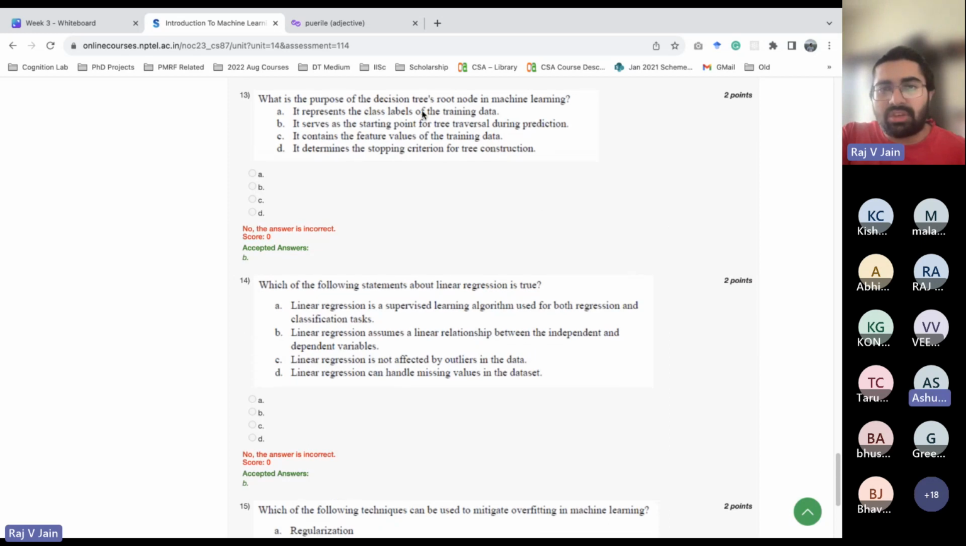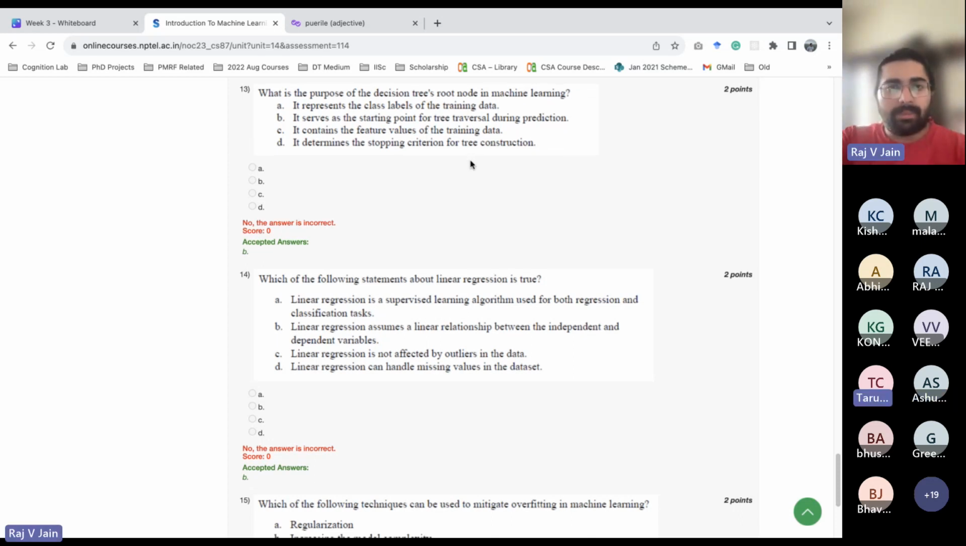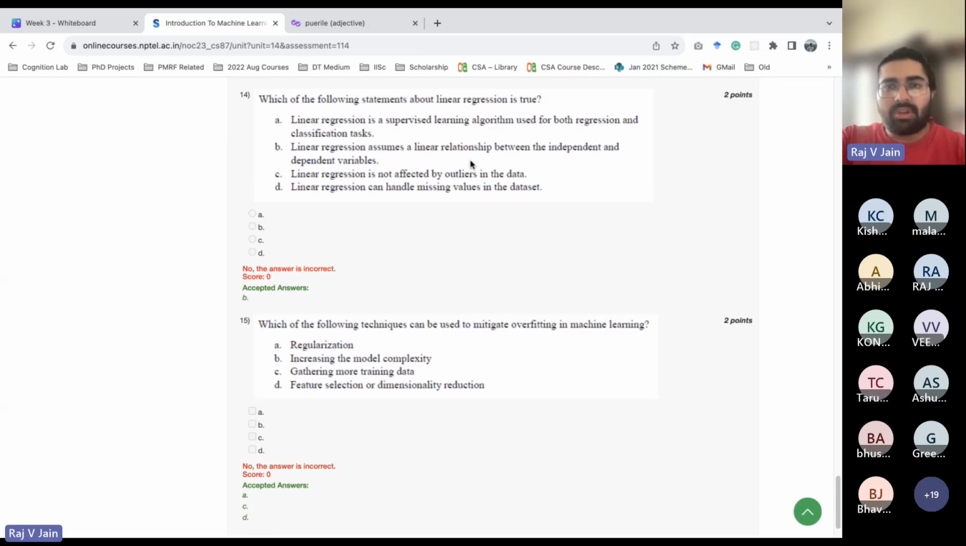What is the purpose of the decision tree's root node in machine learning? Again, option B, right? It's a starting point for tree traversal during prediction. It doesn't determine the stopping criteria. It contains the feature of the training set? No. It represents the class limits of the training data set? Also no, right? It basically represents one feature on which you will start your splitting. Okay. Which of the following is true about linear regression?